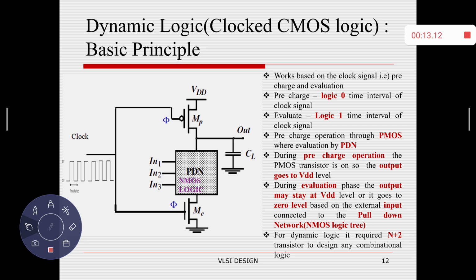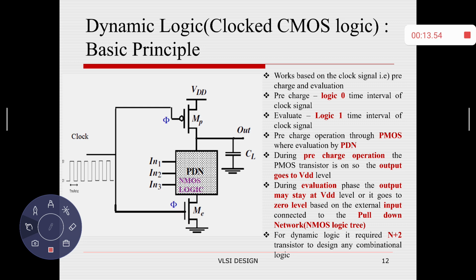And when the evaluation phase starts, which happens during the logic 1 time interval of the clock signal, based on the inputs connected for the pull down network, the NMOS logic, according to which transistors turn on or off, the output may stay at the VDD level, or it may go to ground. If a path exists between Vout and ground, the output will go to 0. If no path exists between Vout and ground, the output will stay at the VDD level.